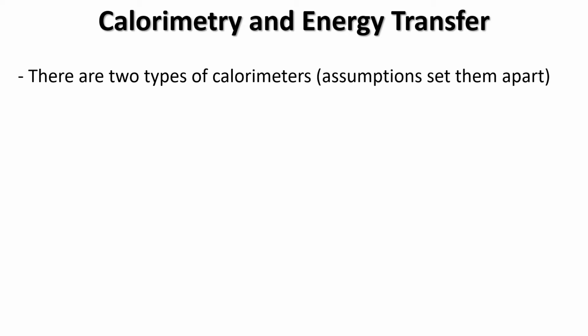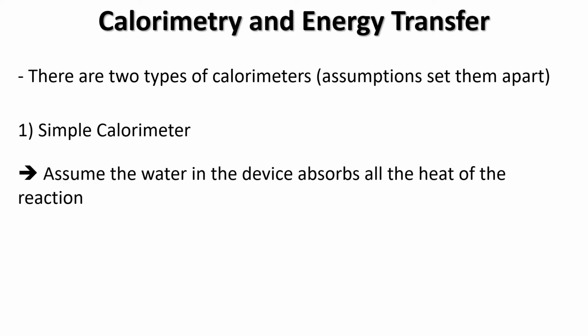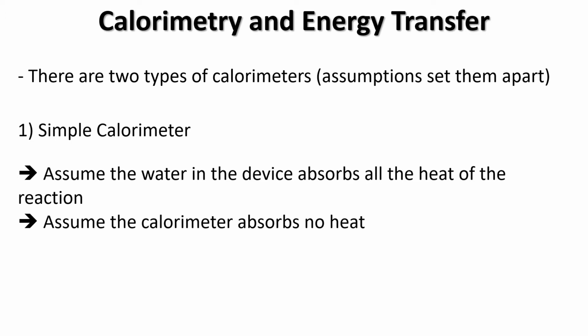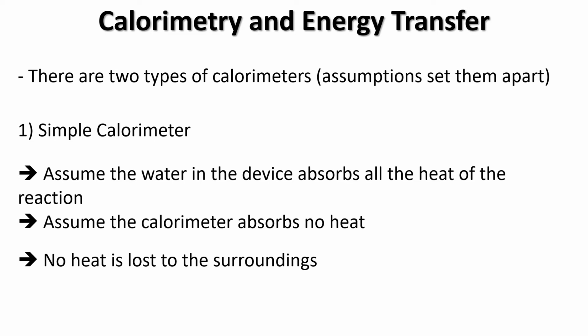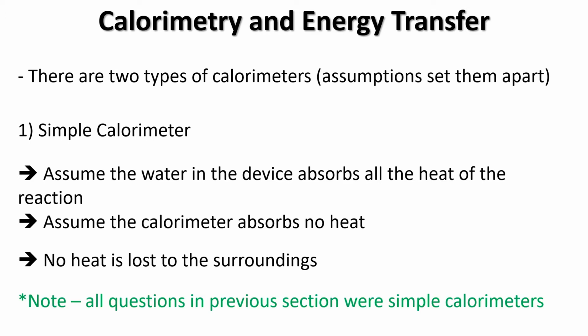So there are two types of calorimeters. I mean, there's only one type, but it's the assumptions that we use that set them apart. Firstly, we've got a simple calorimeter. With this, we assume that the water is the device that absorbs all the heat of the reaction. We assume the calorimeter absorbs no heat, and we assume no heat is lost to the surroundings. The coffee cup calorimeter you saw on the previous page is probably the closest thing we've got to a simple calorimeter, because the styrofoam is really not going to undergo a heat change.